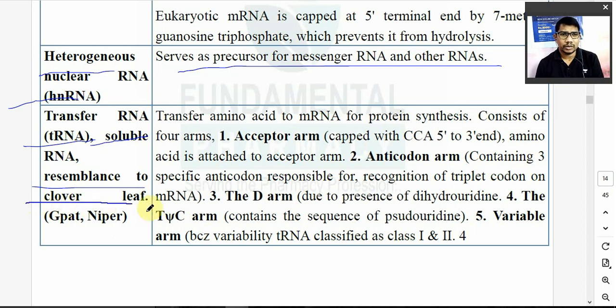tRNA will look like a clover leaf. इसके ऊपर क्वेश्चन आ चुका है. What is the role of tRNA? As the name indicates, T is transfer. tRNA is involved in the transfer of amino acid to mRNA for protein synthesis.